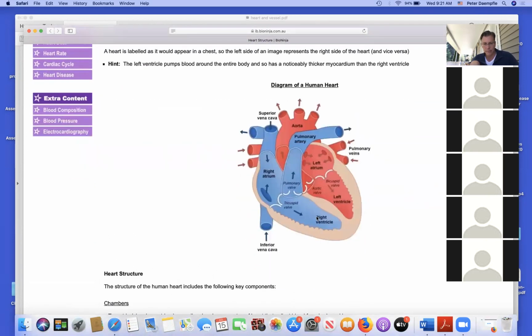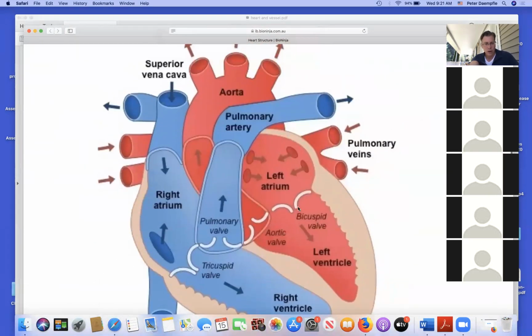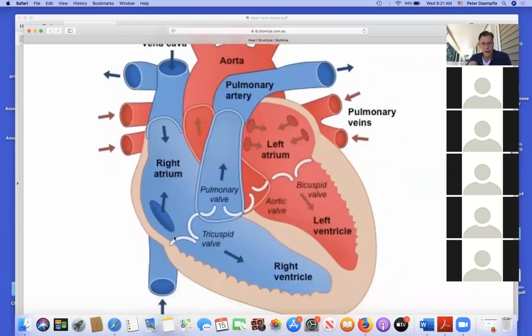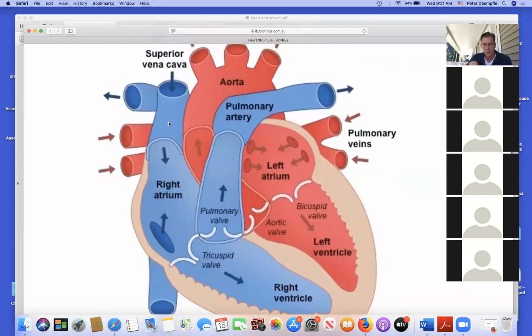Take a look up here. Okay. Here's the heart. I just want to go over the pumping capacity and how it works out. Okay, everybody, hopefully you can see that. We're going to trace the flow of blood as it moves through the heart.